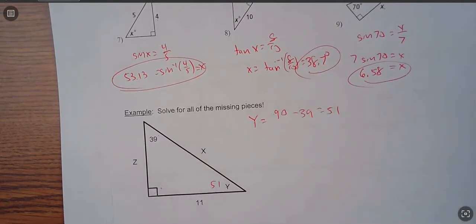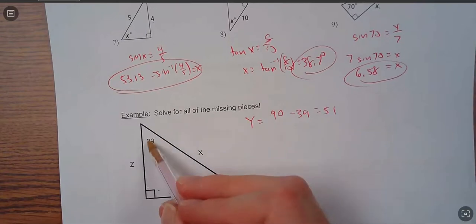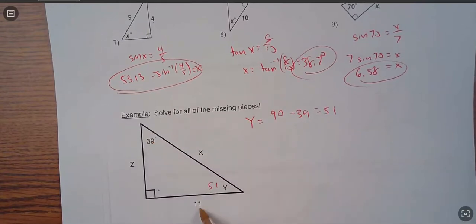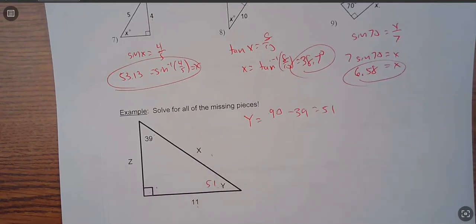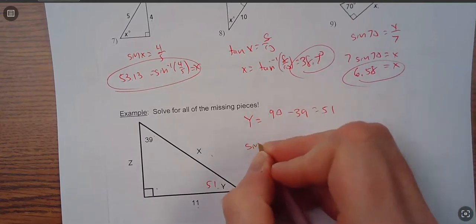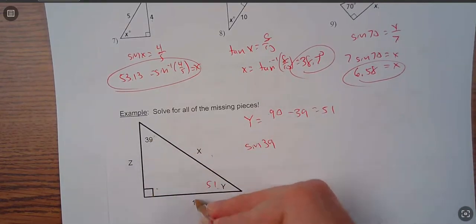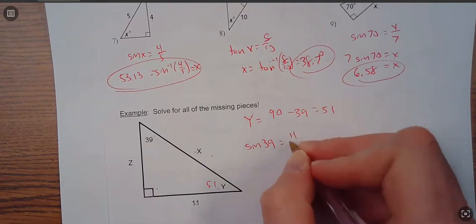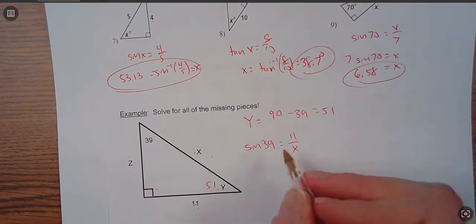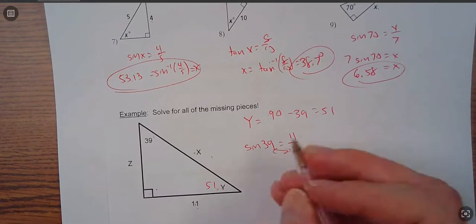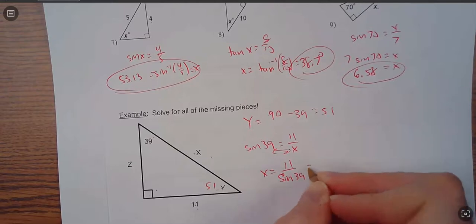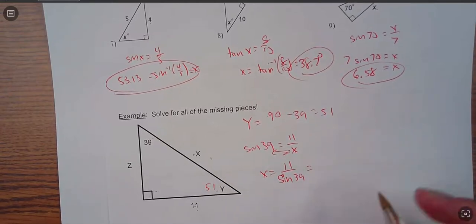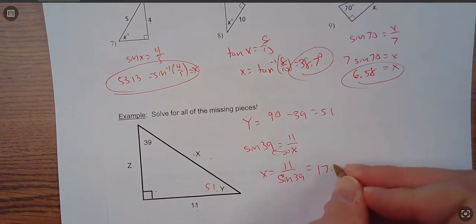If I want to find x and z, I got options. You could do, for 39, opposite over hypotenuse, that'd be sine. You could also use cosine of 51. So cosine of 51 would be 11 over x. So it's really up to you which one you want to do. I'll just do sine 39, opposite over hypotenuse. And this is one where, since the variable's on bottom, just switch them. So 11 divided by sine 39 is 17.48.